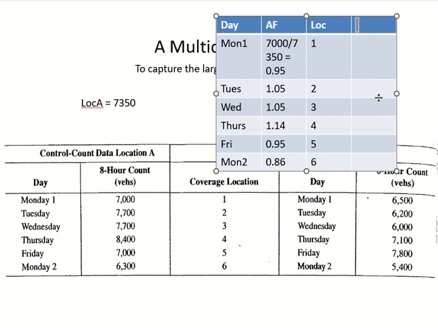Now I need the average for the other locations. So I'll take the count and multiply with the adjustment factor I have. Why didn't we divide it? How did we calculate the adjustment factor?